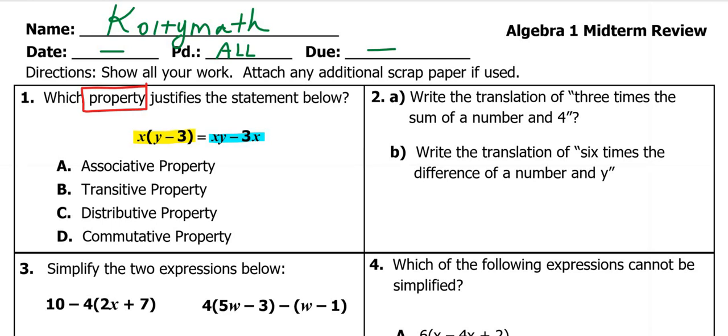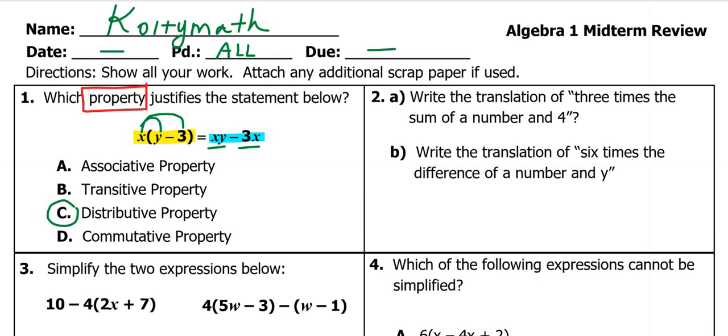Well, the only way to get rid of the parentheses is if we distributed the x to the y, meaning we multiplied x times y, and then we also distributed the x value to the negative 3. We did x times negative 3. When we do that, we get x times y, negative 3 times x. This is known as the distributive property, choice C.